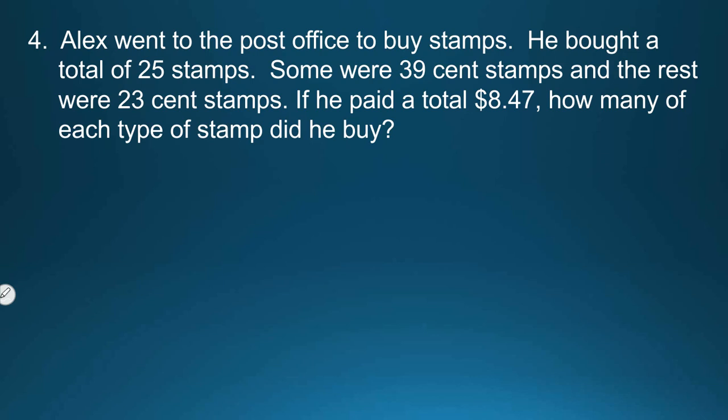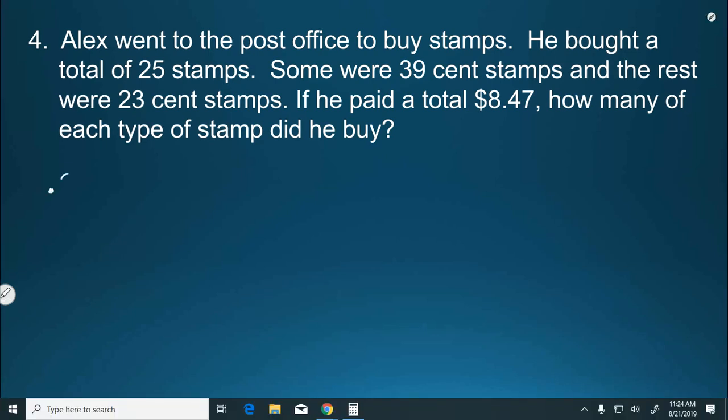So similar to what we just did, we need to write the value of each stamp. So we know we have some 39-cent stamps and some 23-cent stamps. On top of that, we know he bought 25 stamps in all. So let's make the 39-cent stamps x and the 23-cent stamps 25 minus x. So however many he bought that weren't 39-cent stamps were 23-cent stamps. We'd figure that out by subtracting the number of 39-cent stamps from 25. Now we can create our equation.